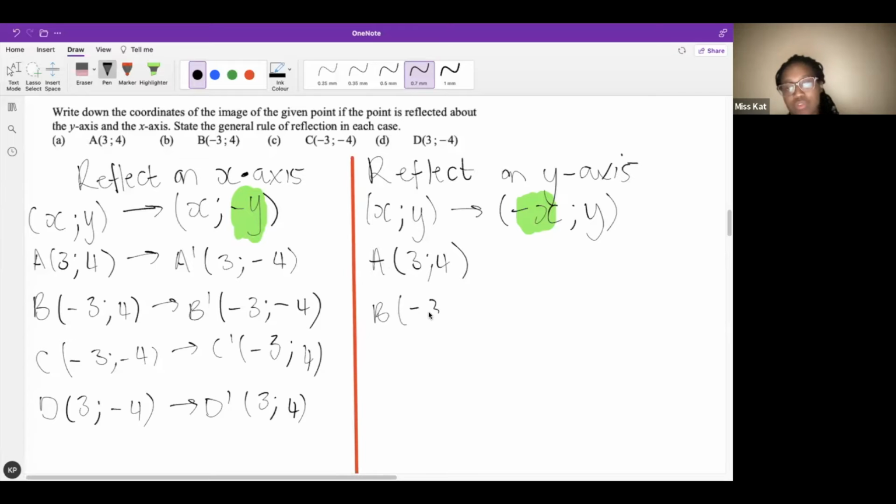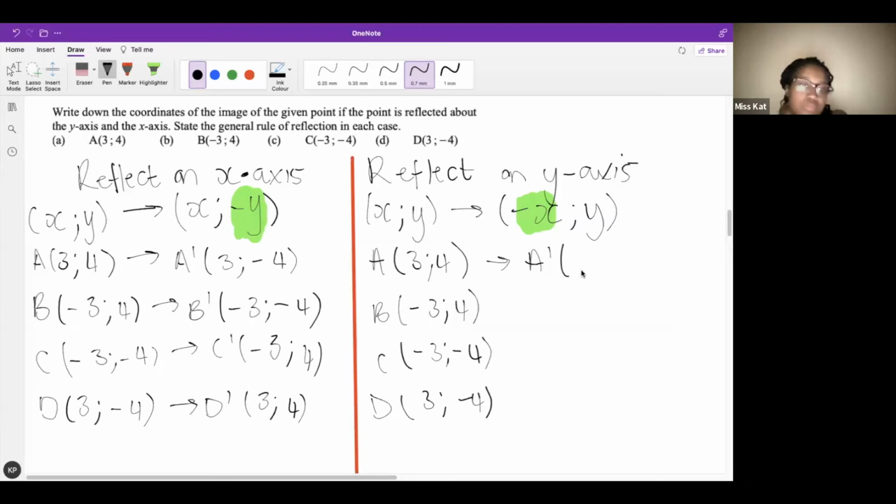B is (-3, 4). C is... my bracket is facing the wrong way, guys. I just had a mental break. (-3, -4). And the last one, D, is (+3, -4). Okay, you ready? Yes, ma'am. Okay, what's A prime? Okay, so A prime is (-3, 4).